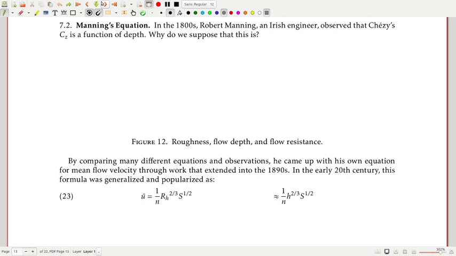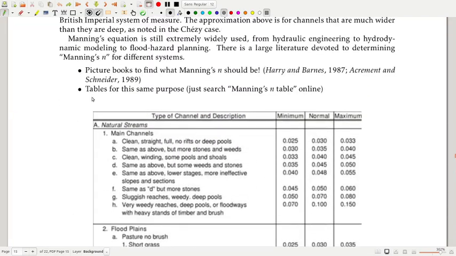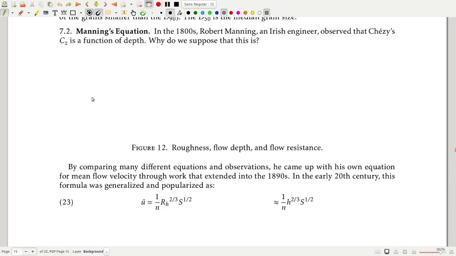So why do we suppose that is? Because it's this unitless constant, and it's supposed to relate to kind of the reciprocal of the roughness, right? So Chazy's coefficient gets bigger if the roughness gets smaller and the flow is able to move more rapidly. So why is this? Let's start out by just writing out what Chazy's relationship is.